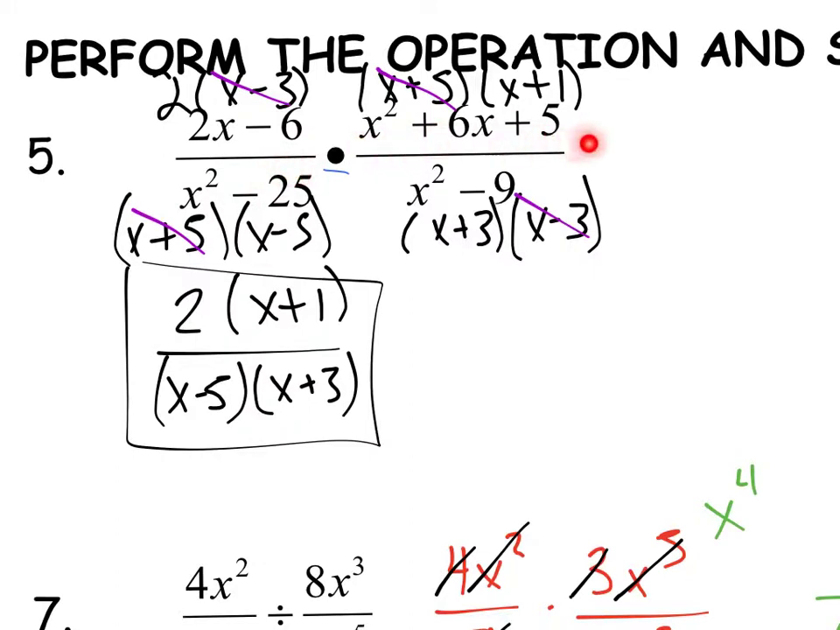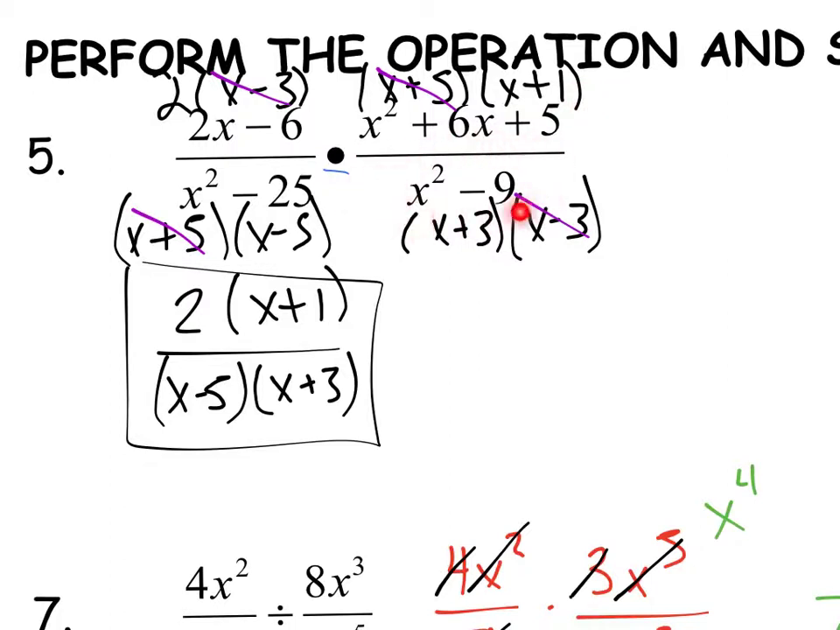Alright, top of the second, we've got x squared plus 6x minus 5. So what multiplies to a positive 5 but adds to a positive 6? A positive 5 and a positive 1. 5 times 1 is 5. 5 plus 1 is 6. X plus 5, x plus 1 are your factors.